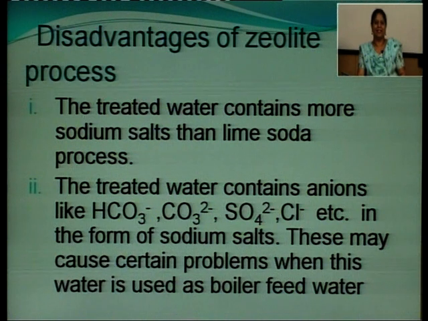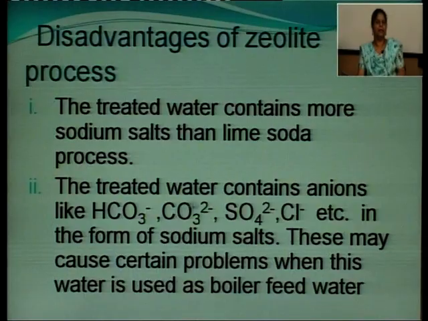Coming back to disadvantages, as we already know, the calcium and the magnesium ions in the treated water are exchanged by sodium ions. It means the treated water contains more sodium salts than in the lime soda process, because in that case we do not have any additional sodium ions present.